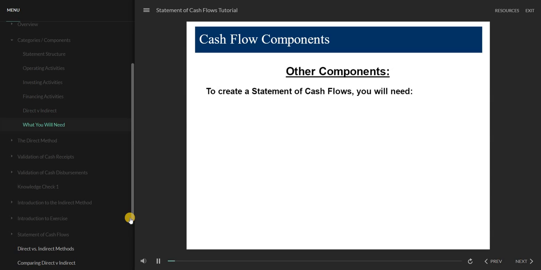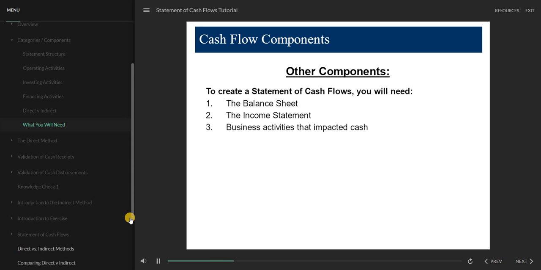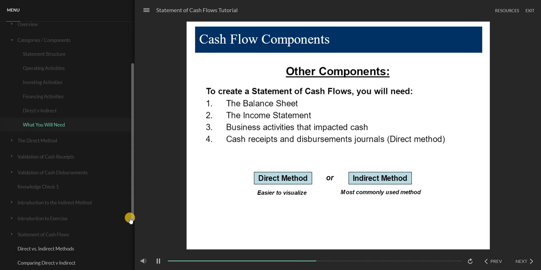To complete our statement of cash flows, we will need the balance sheet, the income statement, knowledge of the business activities and transactions which impacted the movement of cash during the specified period, and specifically for the direct method, we will be looking to our cash receipts and cash disbursements journals to piece all of the cash movement together. The first three components are needed for either of the two preparation methods we mentioned earlier, known as the direct method or the indirect method, whereas the cash receipts and cash disbursement journals are primarily used for the direct method.